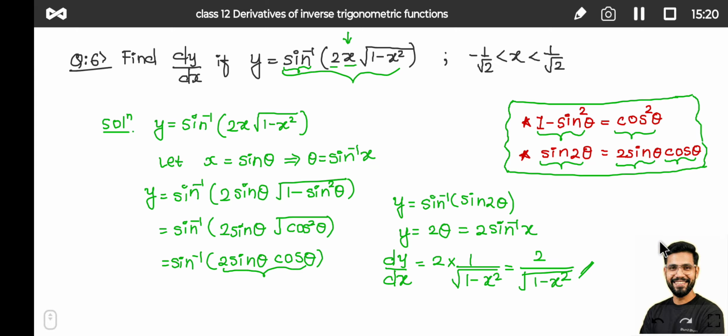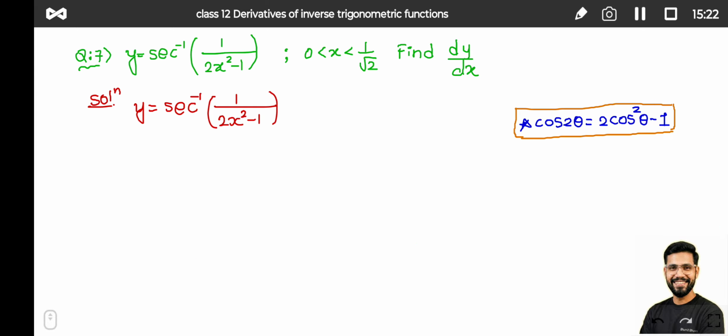Look at the next question. The question is, y is equal to sec inverse of 1 upon 2x square minus 1, find dy by dx. So here, outside, sec inverse is there. And we don't have any formula in terms of sec 2 theta. We are mostly using sin 2 theta, cos 2 theta, tan 2 theta, and so on. So you can think about sec inverse. Sec is nothing but reciprocal of cos.